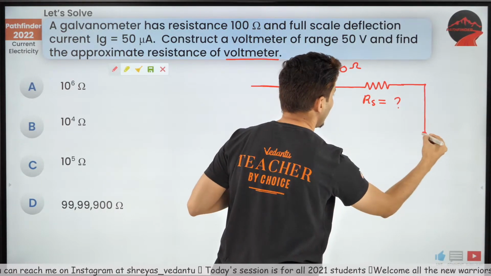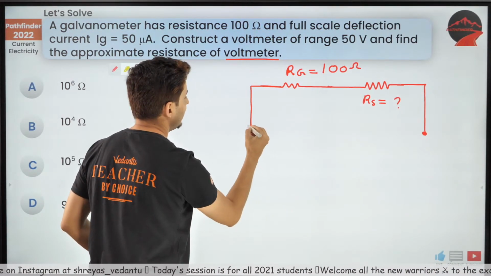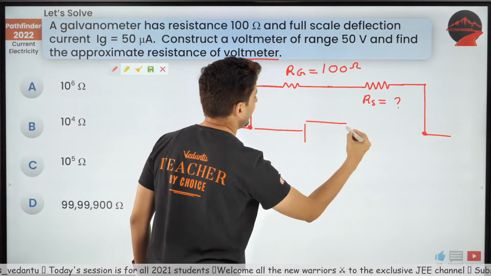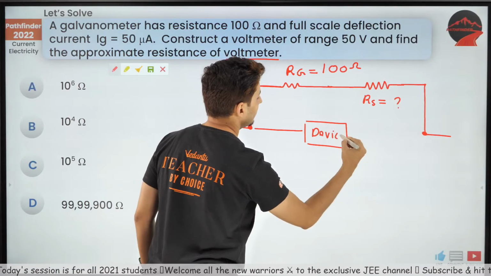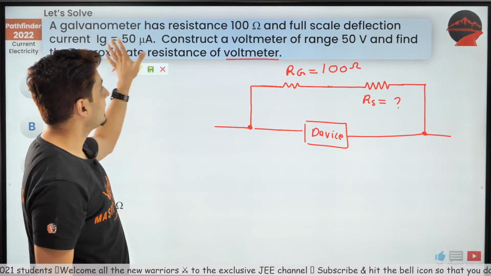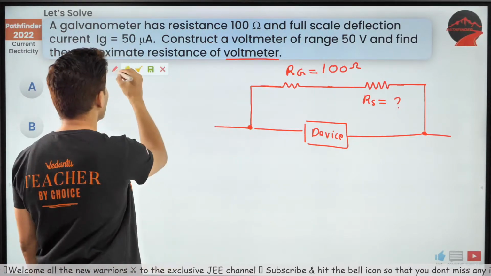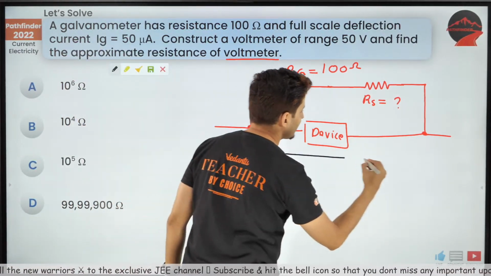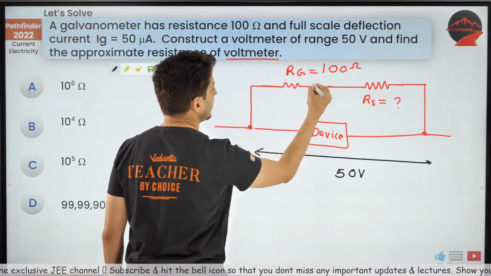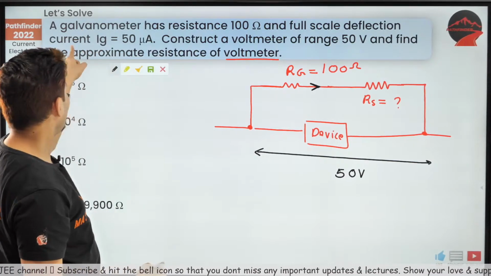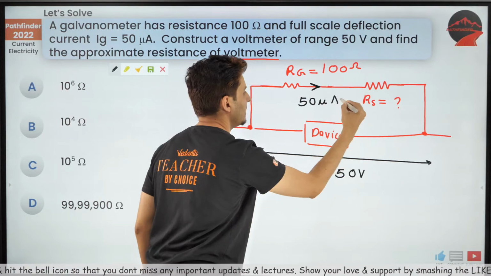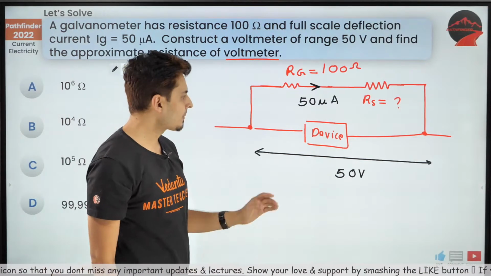And this is always going to be connected in parallel. Remember, that's how the circuit works. And you will have your device here, across which you're going to measure the voltage. Now, what's the range of the voltmeter? That's 50 volts. And what's the current flowing through the galvanometer? The maximum current which can flow is 50 microamperes. Now think about it.